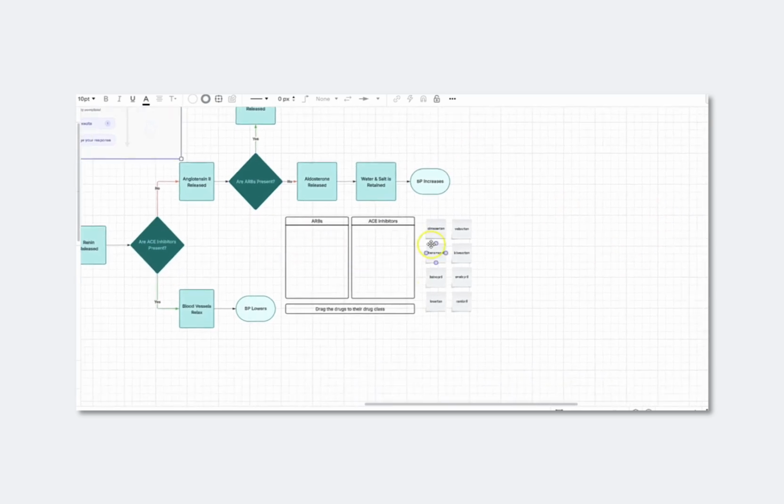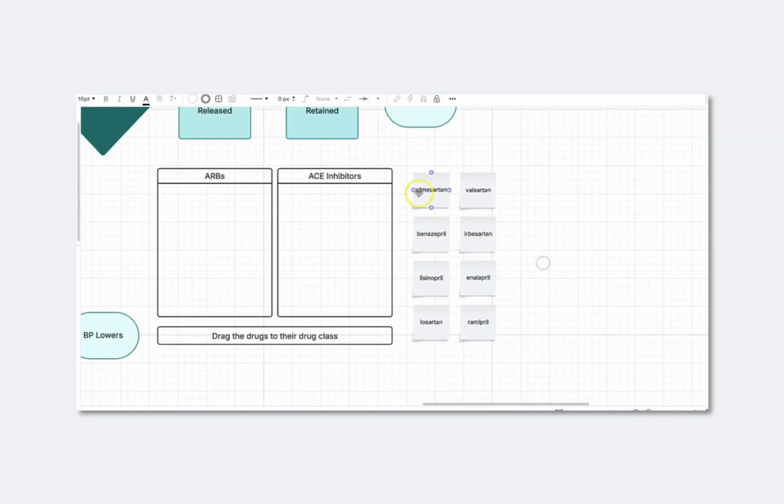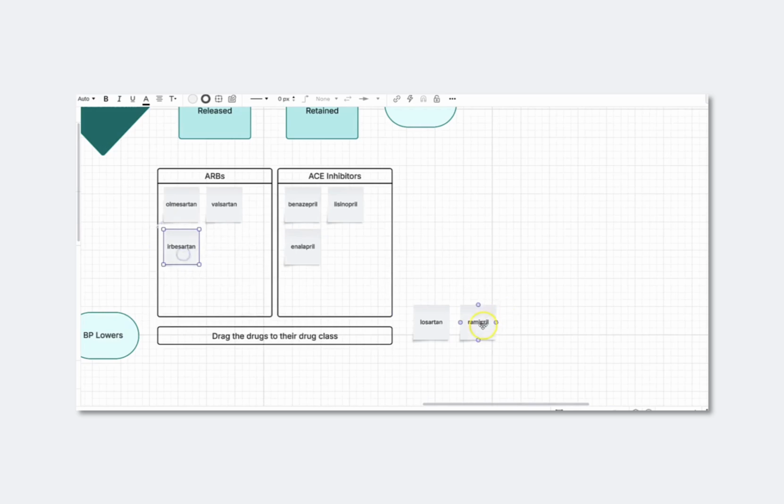We also have an attached activity here, which is a classification sorting. So we have the sticky notes with the various drugs, and students can drag them over to where they go. So we have our sartans and our prils. Students always try to learn the classes associated using the last few letters or the drug stem. So this helps encourage that activity.